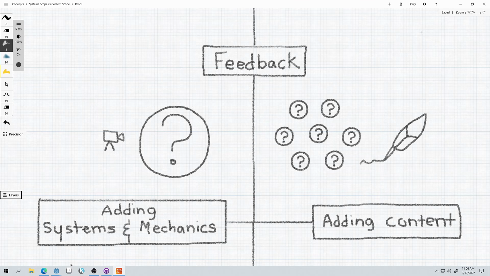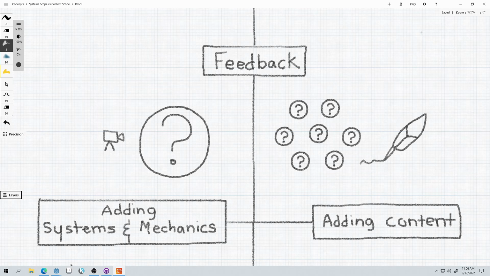You're also not going to need a ton of people. If you have 5 to 10 people in your target audience, that should give you a pretty good idea of the feedback that you need and whether or not this game is going to work or not.